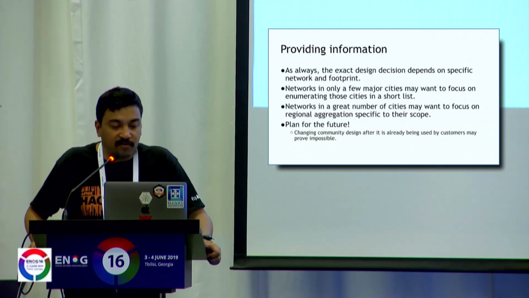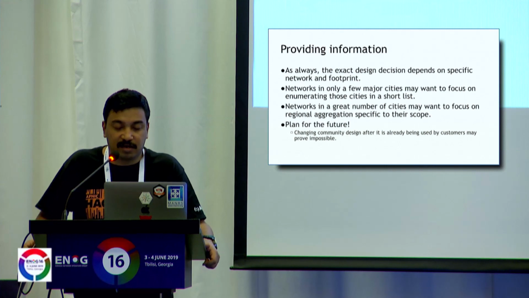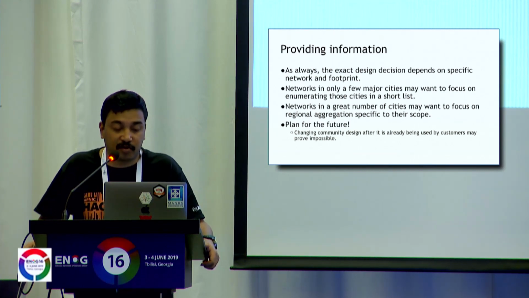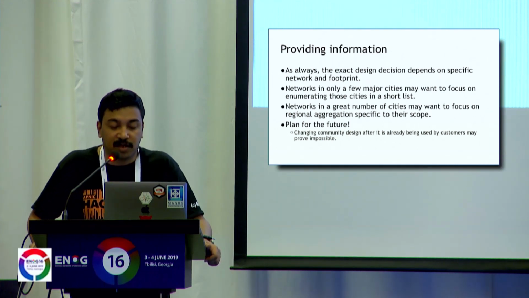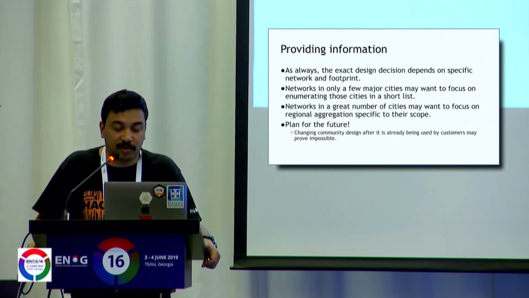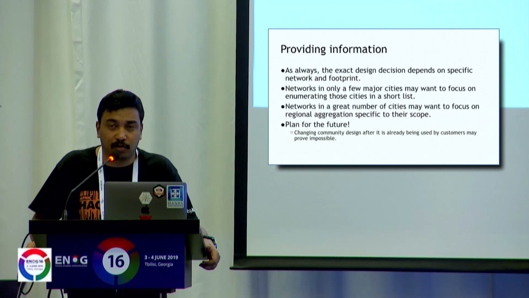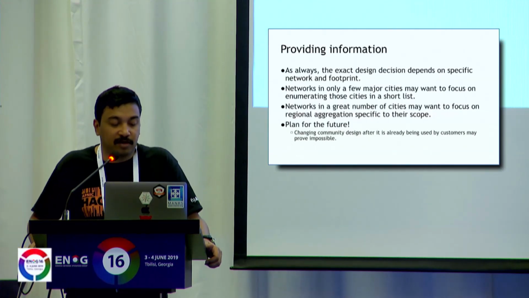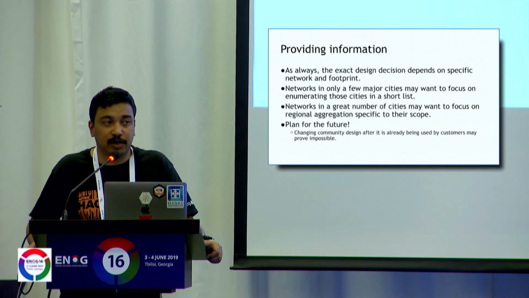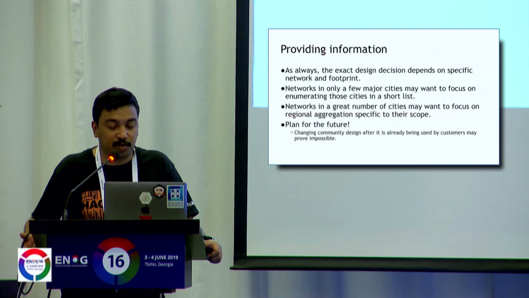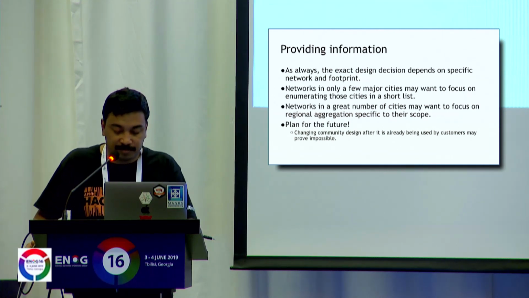So how can you provide this information? As always, the exact design decision depends on the specific network and the footprint you have across the globe. A network with only a few major cities may want to focus on cities on a short list. Networks with a great number of cities may want to focus on regional aggregation specific to their scope, like continent, then country, then a specific POP code within that country. And you have to plan for the future, because you cannot change a community design after it has been published and is widely used by users. While customers are using it, it may be impossible to change.